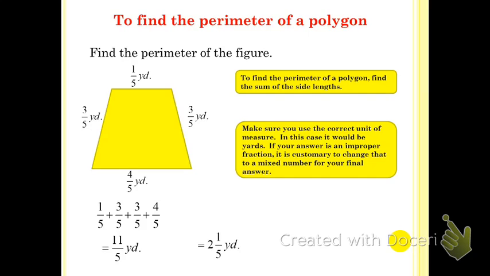Find the perimeter of the figure. To find the perimeter of a polygon, find the sum of the side lengths. Make sure you use the correct unit of measure. In this case, it would be yards. If your answer is an improper fraction, it is customary to change that to a mixed number for your final answer. 1/5 plus 3/5 plus 3/5 plus 4/5 equals 11/5 yards, which is equal to 2 1/5 yards.